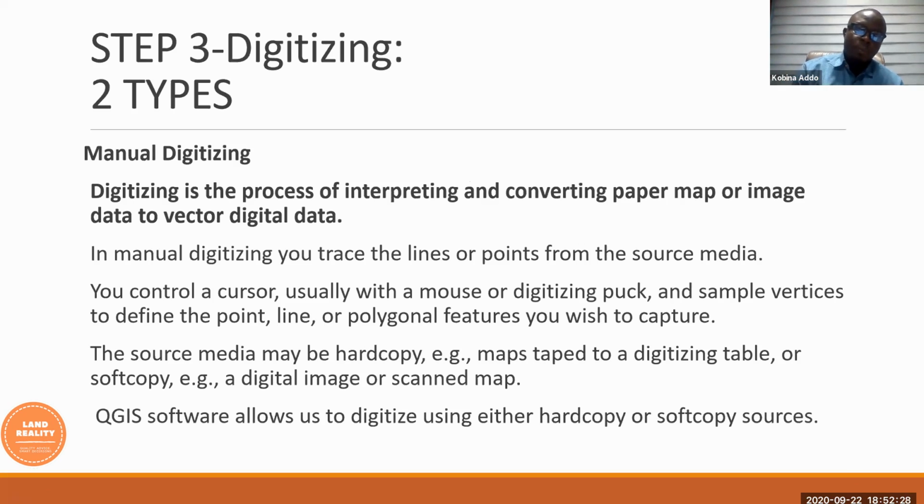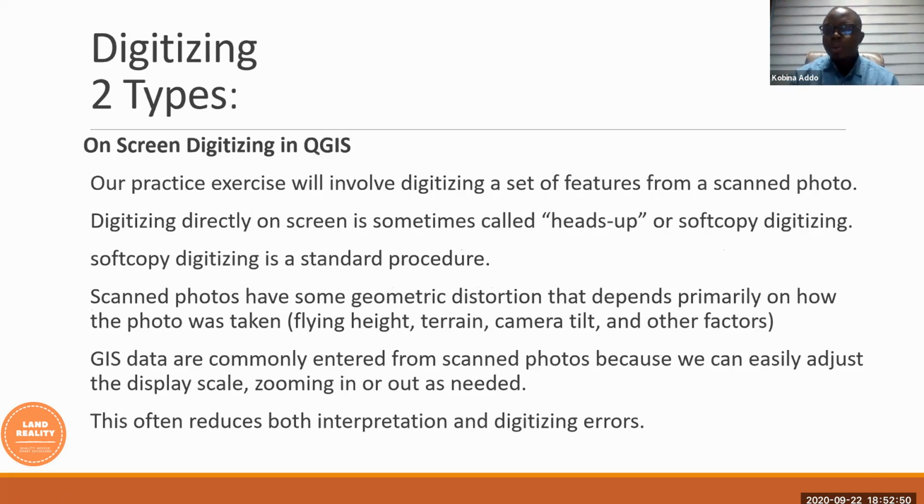So when you have the hard copy and you've connected that puck to the computer, you just trace out the parcel or the plot that you want to go out and validate. So in the process of tracing it out, it automatically plots on your screen. But we do not have that technology here. So we are going to use the second method, which we call on-screen digitizing, which involves tracing the same parcel or plot on the screen.